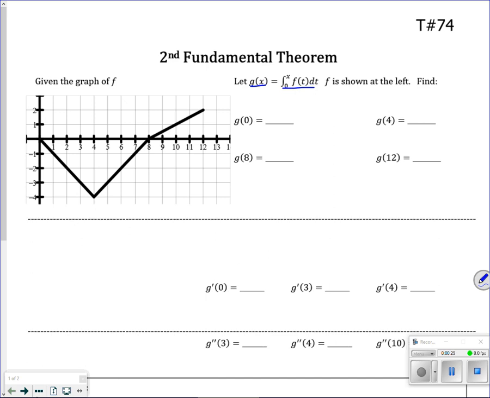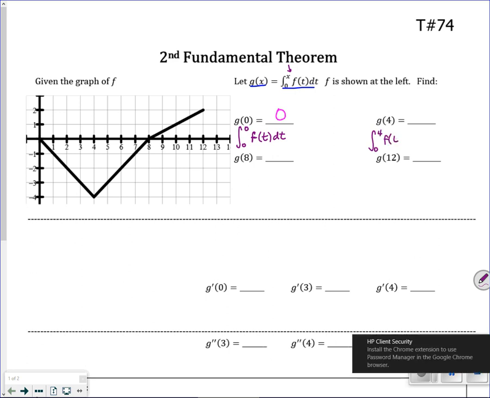So if I ask you for g of 0, well, if I'd covered up that function and said, hey, how do I find g of 0? You'd say, well, put in 0 for all the x's. So are you with me that g of 0 would be the integral from 0, I'm plugging in a 0 for that, of f of t dt, and you should know the answer because if your bounds are the same, then it's always going to be 0. And that's correct. So let's look at a different one. g of 4 is going to be the integral from 0 to 4 of f of t dt.